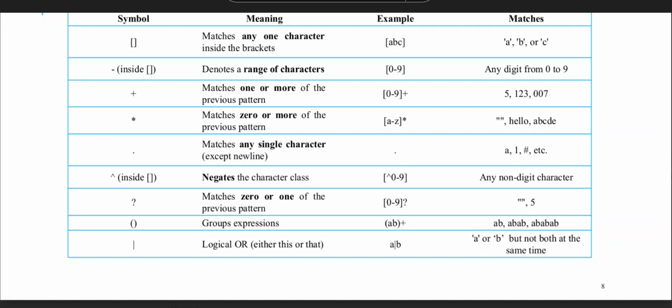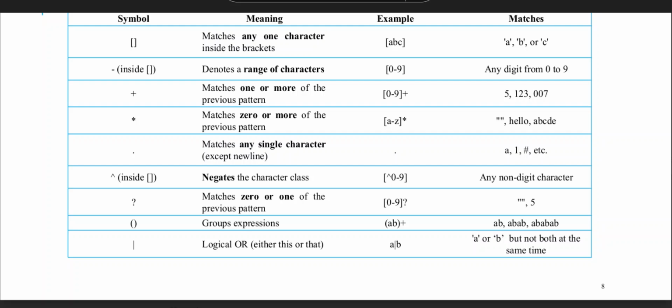So the first one is square brackets. When we write something inside square brackets, it means we want to match any one character from inside those brackets. For example, if we write ABC inside square brackets, this will match either A or B or C. But remember, it won't match all together. It will only match one at a time.